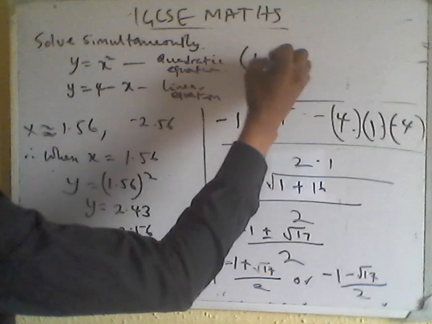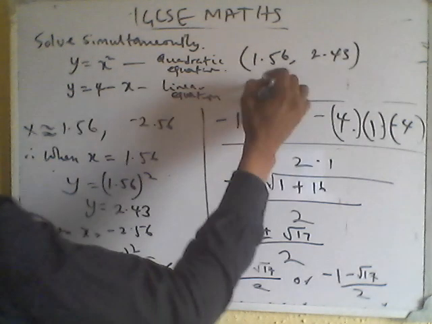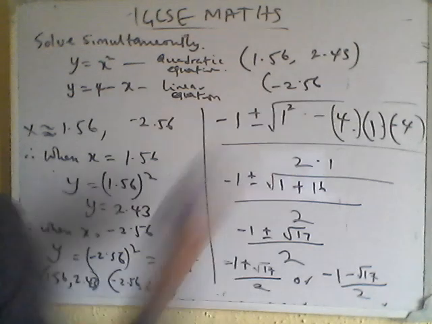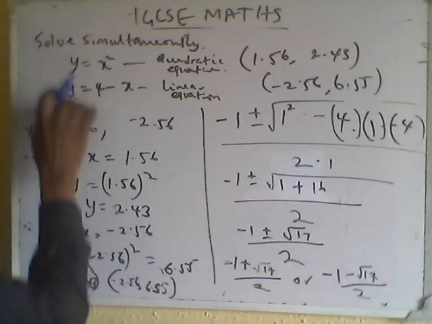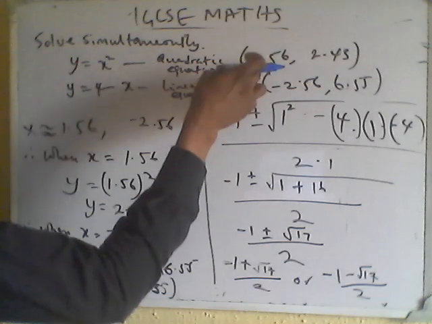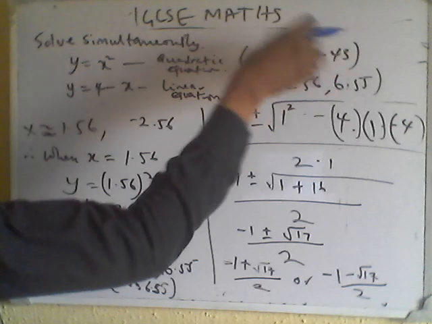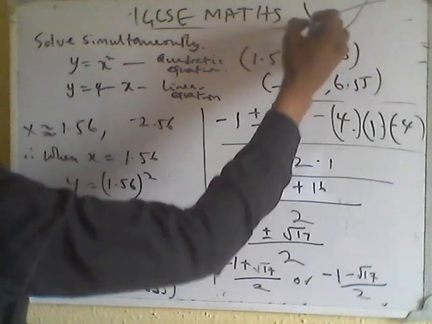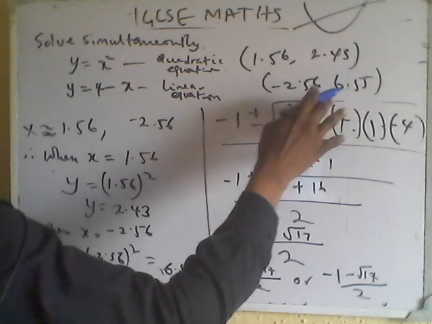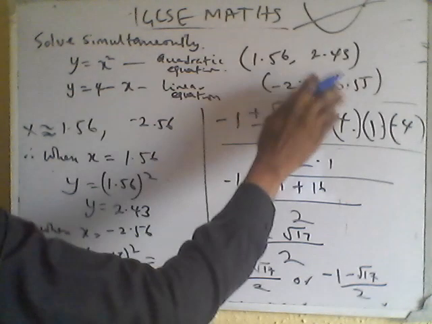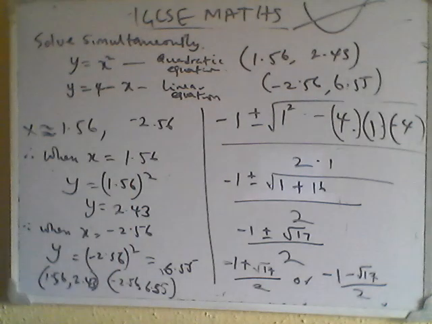If I'm getting 1.56 and 2.43, that's the first coordinate, and the second coordinate is minus 2.56 and 6.55. If you plot the graph of these two equations, when x is 1.56, y is 2.43, that is where the first one will meet. Let's say somewhere here. Second one, somewhere here. This one is minus, so it might not be like this, but I'm just trying to tell you that there are points where the two lines will meet.